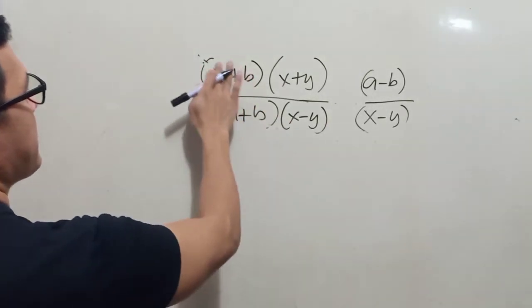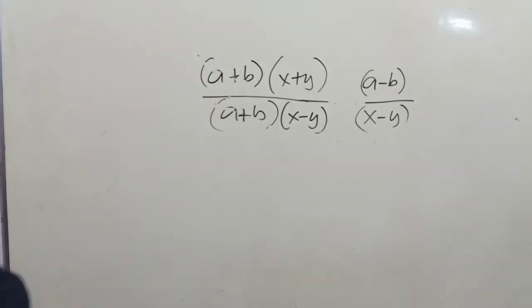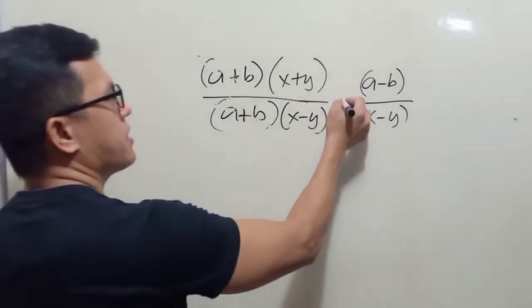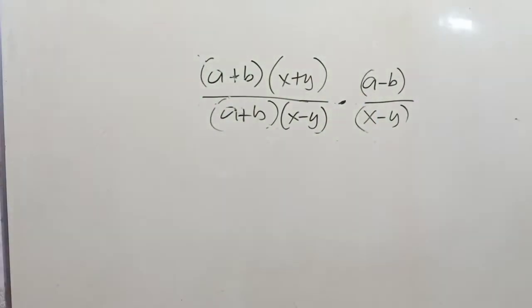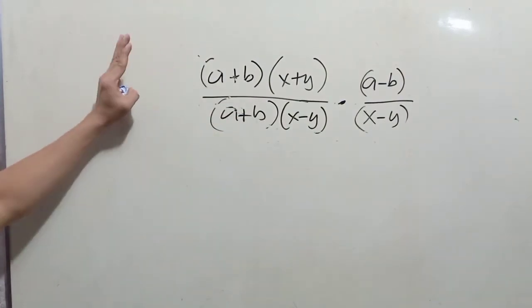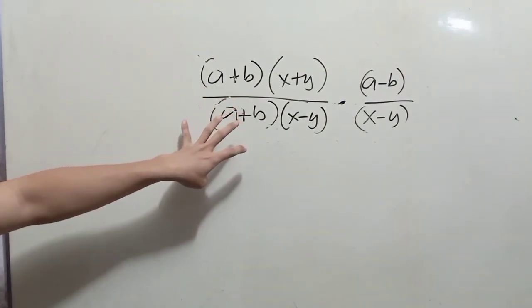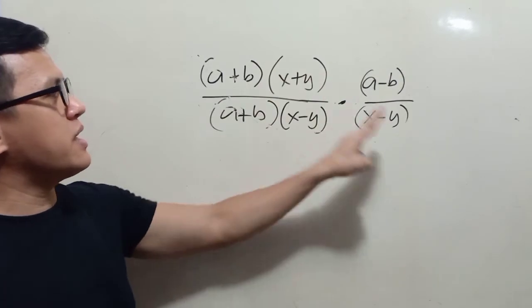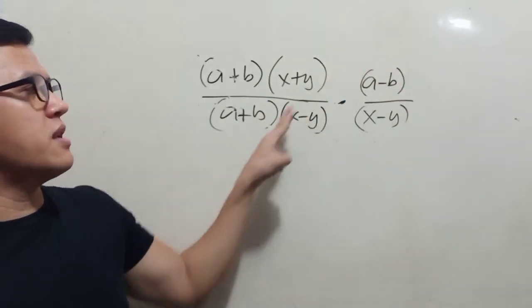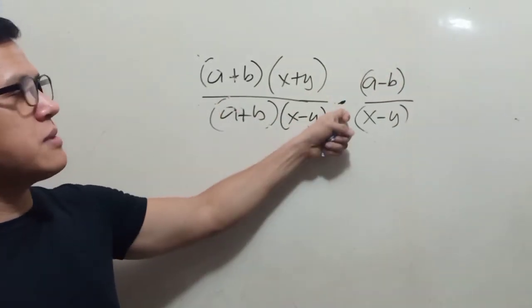Okay, multiplication. If it's like this, shall we say like that? If it's like this, you don't need to cancel and stuff. I mean, you can cancel here, numerator, denominator, numerator, denominator, like that, because anyway, this is multiplication.